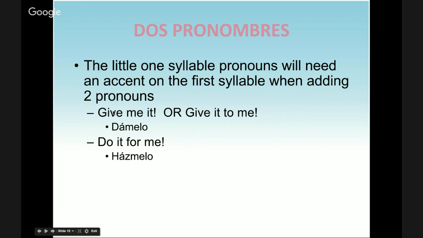If you're adding more than one pronoun to a little command, you'll need a little accent mark. But it's more important for me that you understand if I give you a little index card that has hazmelo written on it, that you can be like, okay, well, this is haz, it's me, and it's lo. So this means do, this means me, it. So then you put it together, do it for me. Dámelo, give it to me, or give me it, however you want to say that.